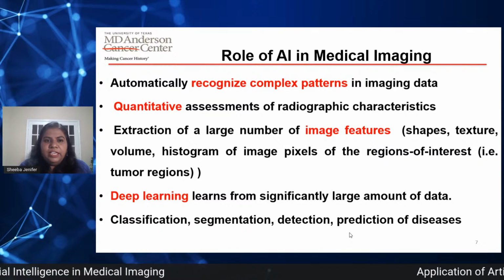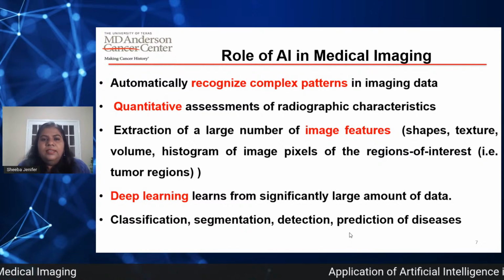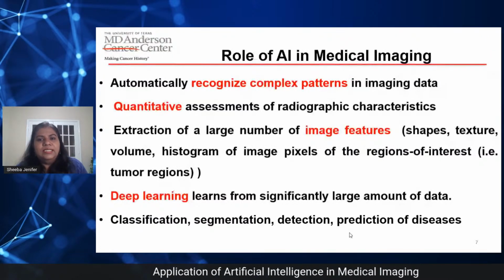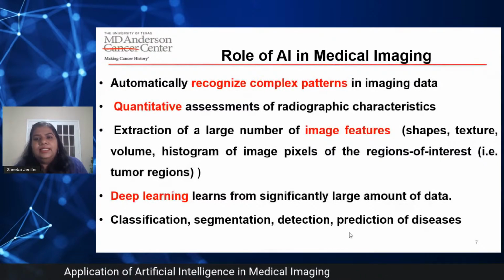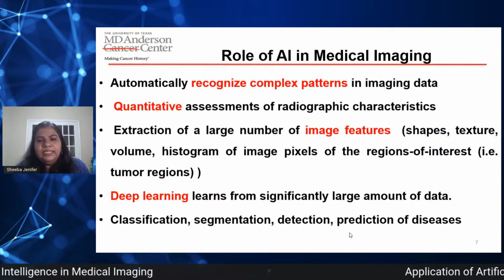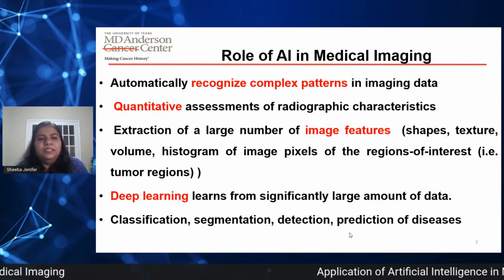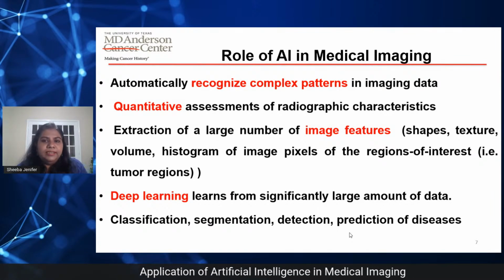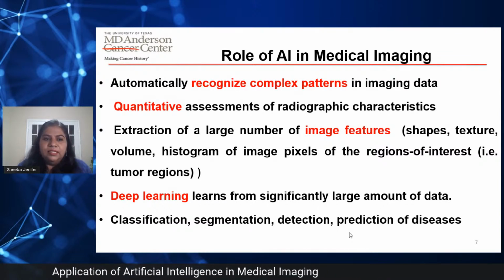In some of the examples I showed you earlier, there are some patterns you can see that are repeated in the same disease or the same kind of patient cohort. Recognizing these patterns cannot be done manually. We need automated systems to recognize these patterns.